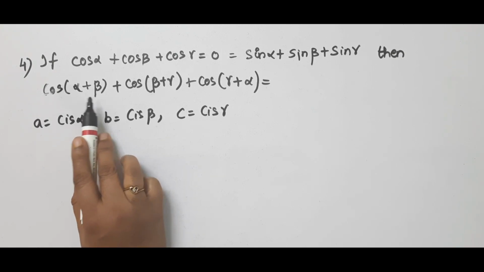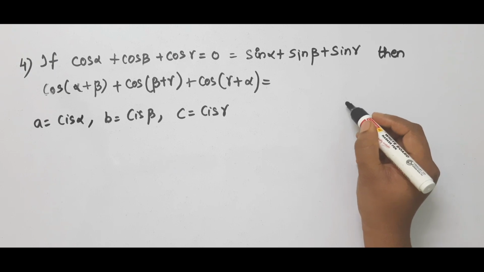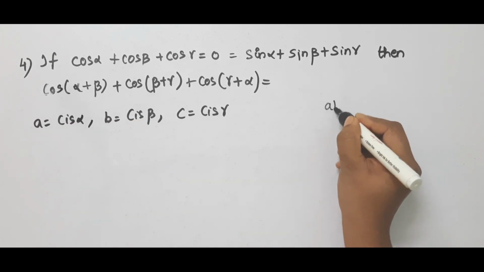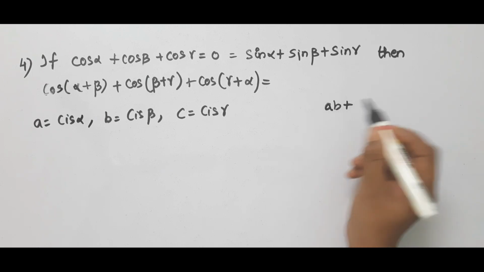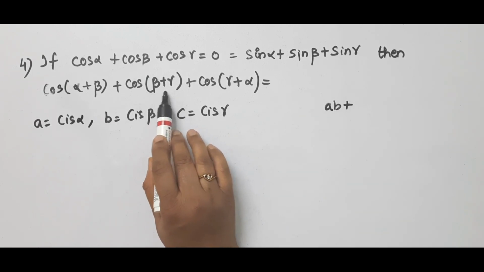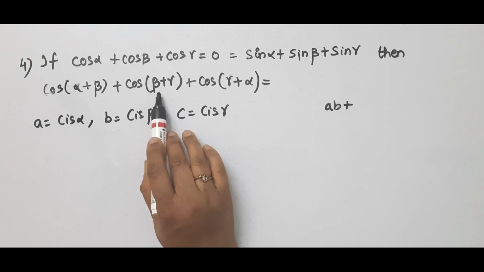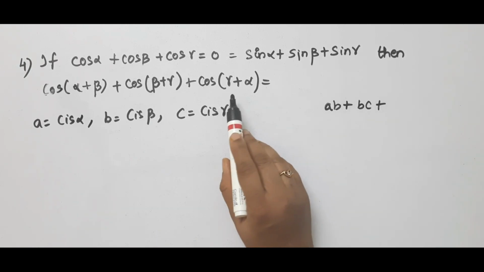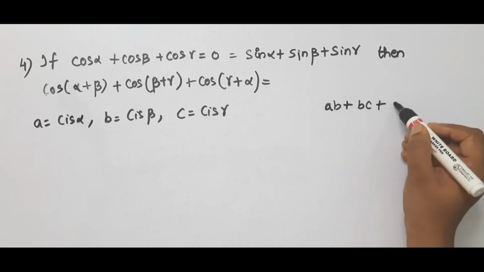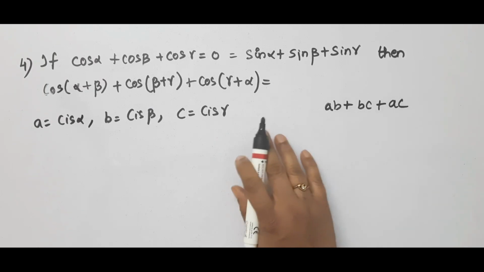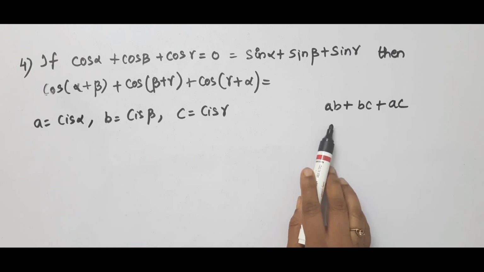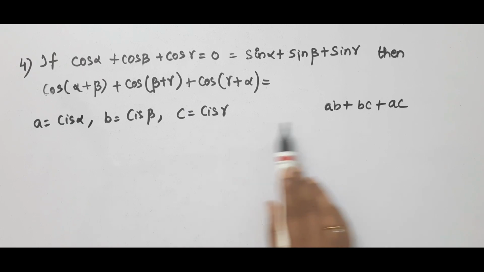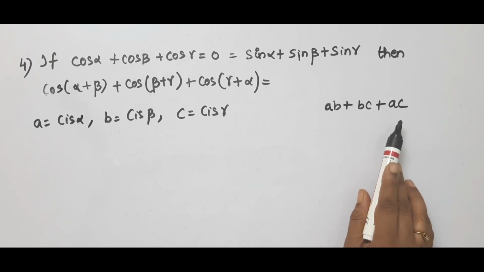So alpha plus beta means it is clear that it is the real part of AB, is it not? Beta plus gamma is nothing but B into C. And gamma plus alpha is nothing but A into C. So these are the real parts of AB plus BC plus AC.